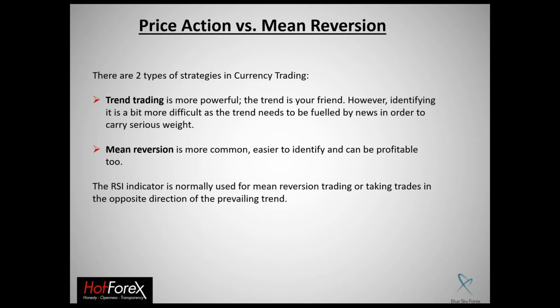Now, the RSI indicator is most commonly used on a mean reverting market just to find those tops and bottoms, the overbought and oversold conditions in a ranging market, and then just trade in the opposite direction. It can also be used in a trending market just to identify a possible upcoming reversal if the RSI is showing extreme overbought or oversold conditions in the price.